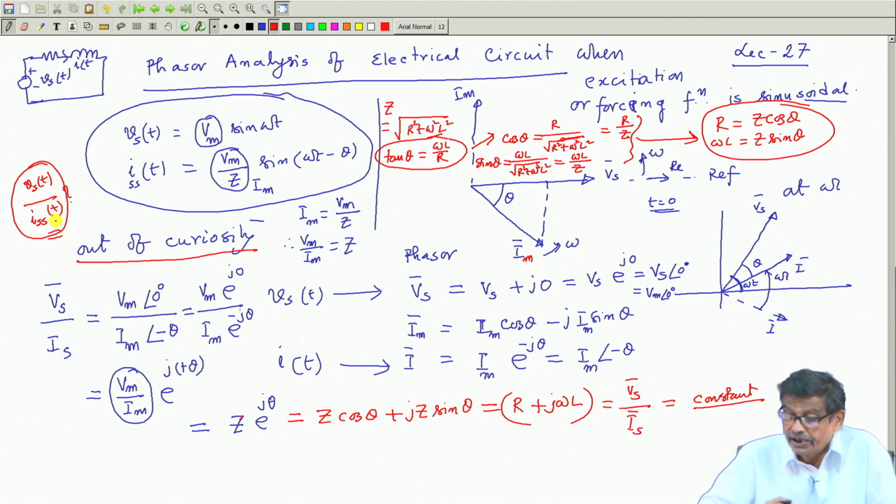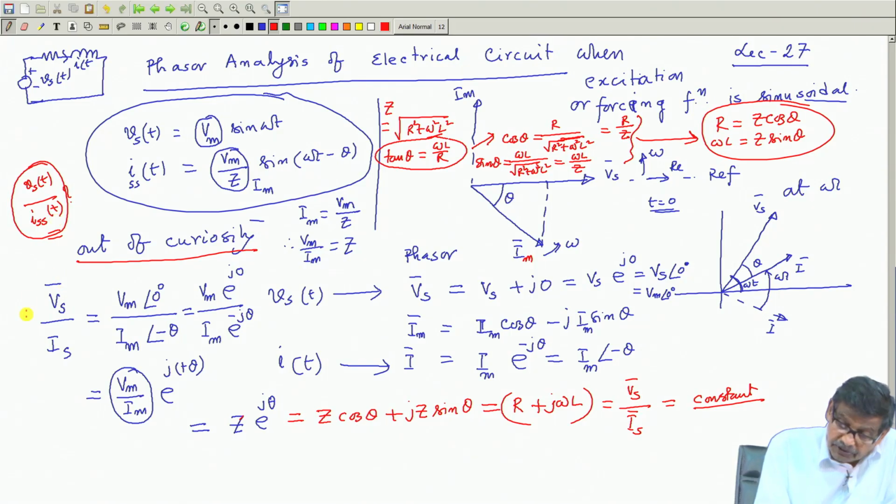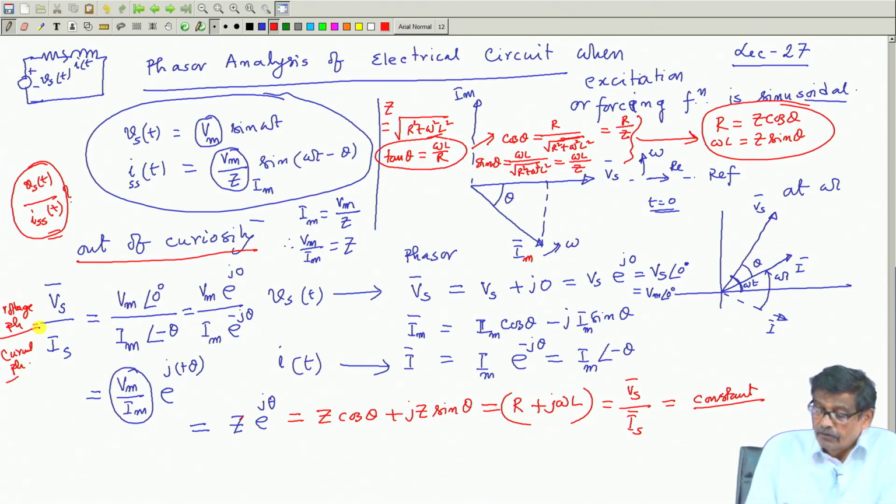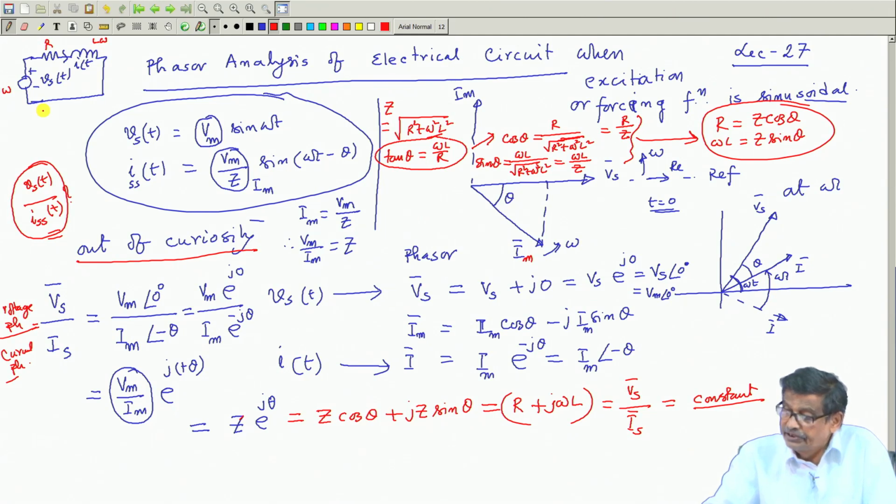But we find that if you represent them as phasors, and take the ratio of the voltage phasor divided by the current phasor, then a surprising thing happens. We discovered that the ratio is a constant complex number, whose value depends on the circuit parameters R and L. Of course, not L alone, the supply frequency omega is to be multiplied with it, and this ratio is constant.